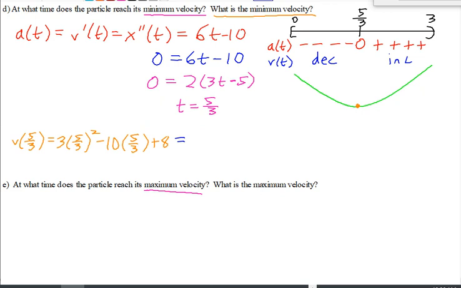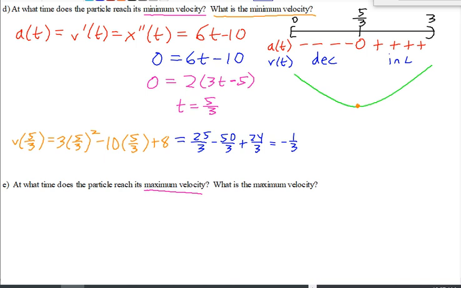So if we simplify that, that's going to be 25 over 9, but then times the 3 gives you 25 over 3, minus 50/3, plus, to get a common denominator, 24/3. So you can see that's 49/3 minus 50/3, which is negative 1/3. So that's the actual minimum velocity itself.